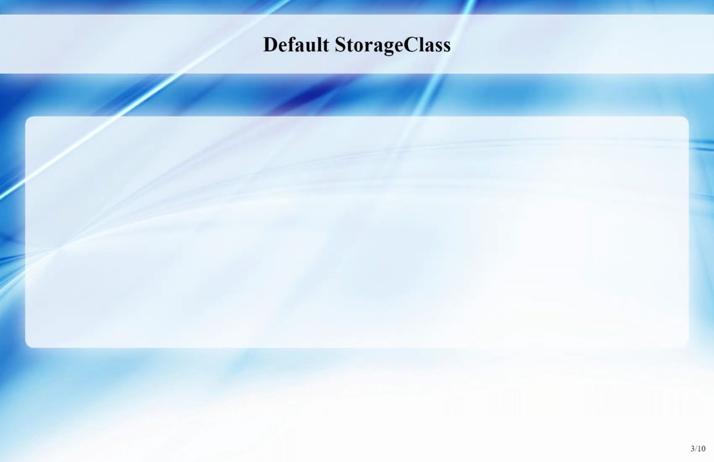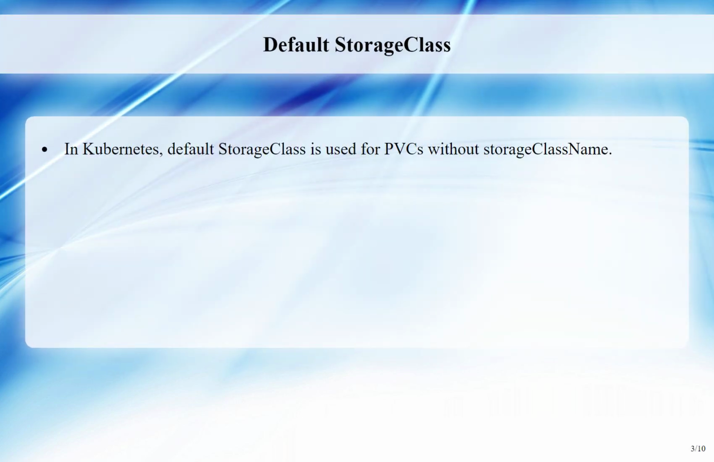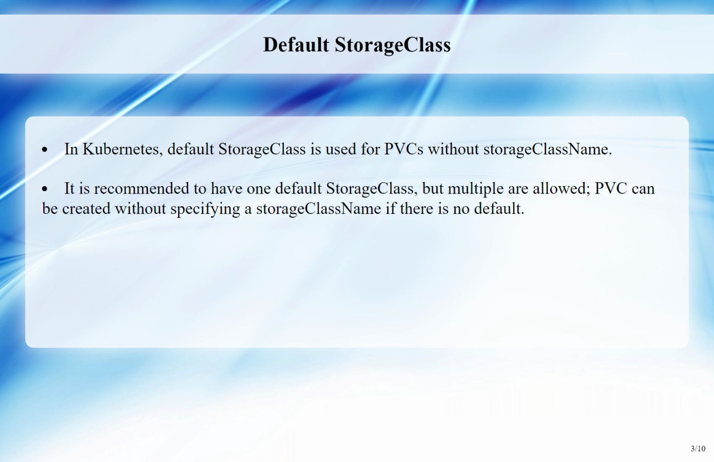Default storage class. In Kubernetes, you can mark a storage class as the default for your cluster to be used when a persistent volume claim, PVC, does not specify a storage class name. If more than one storage class is marked as the default, the most recently created default storage class will be used. It is recommended to have only one default storage class in your cluster to avoid confusion. However, Kubernetes allows for multiple default storage classes to allow for seamless migration.